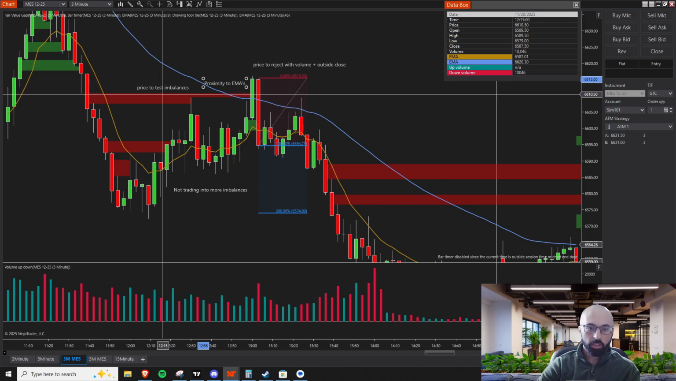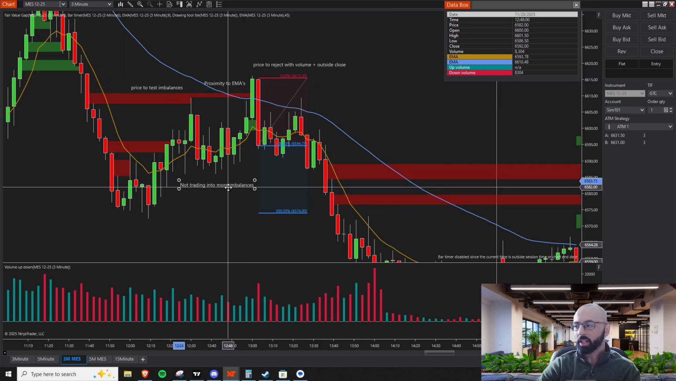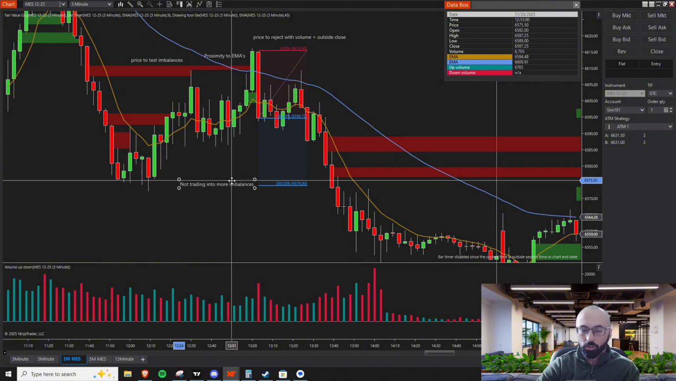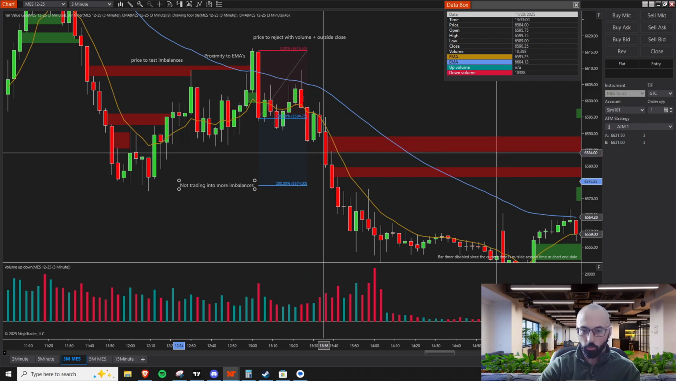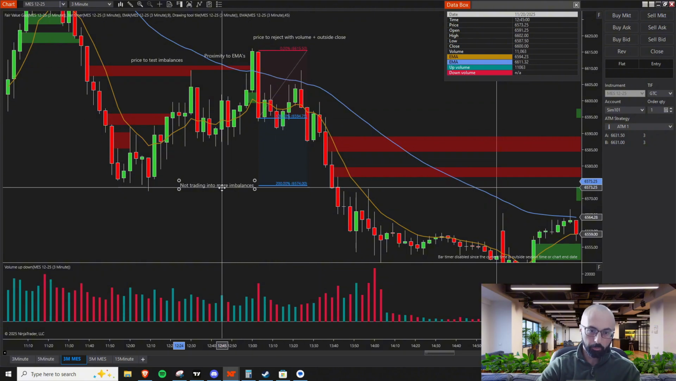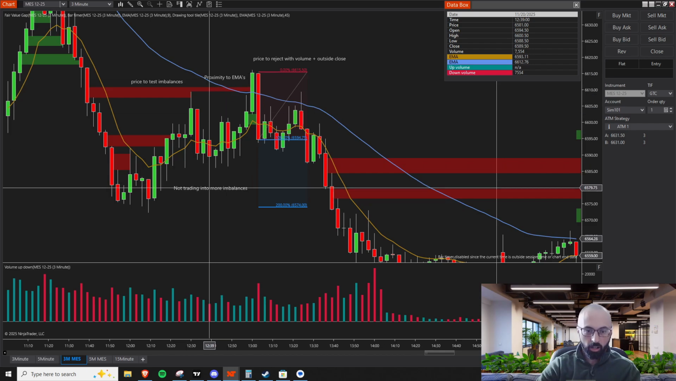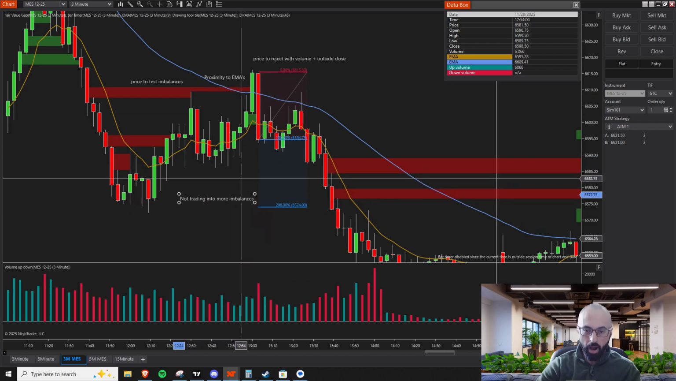So once we've got the imbalances and proximity, we want to make sure we're not trading into more imbalances, and it's the same idea. We want to make sure we're not trading into the moving averages. If there was a big green box somewhere down here, I wouldn't take this trade because buyers could step in somewhere around there and push that up. So imbalance and EMAs, we've got those taken care of. We're not trading into potential support here via imbalances.